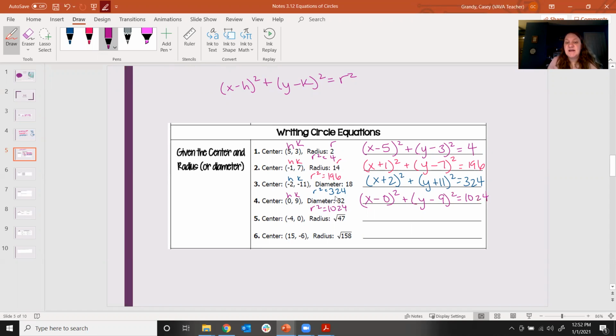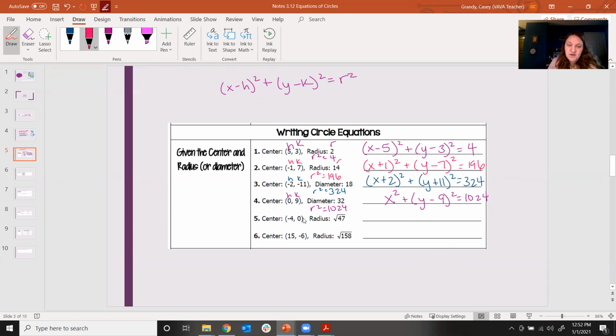You are not going to see an answer written this way. And the reason why I say that is because we have this minus 0. Anything minus 0 is itself. So instead of you seeing it written as X minus 0, you're just going to see it as X because X minus 0 is X. So anytime you have an H or a K that's 0, you know you're going to have X minus 0, which is just X. So this becomes X squared. So now you can write this one down. So instead of writing X minus 0, just write X. Okay, because X minus 0 is X.